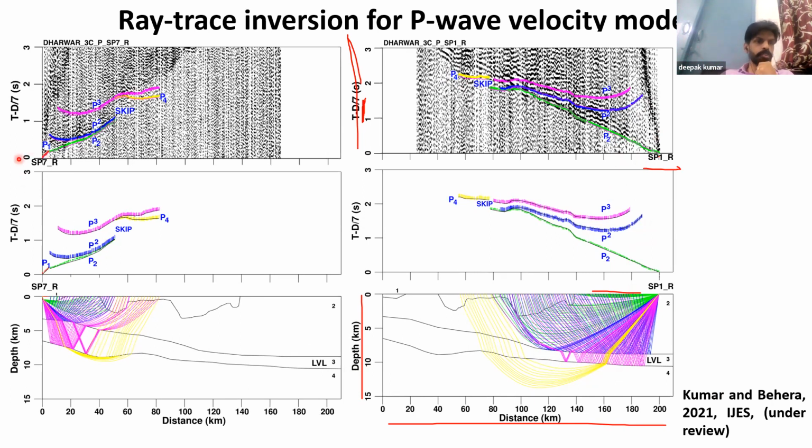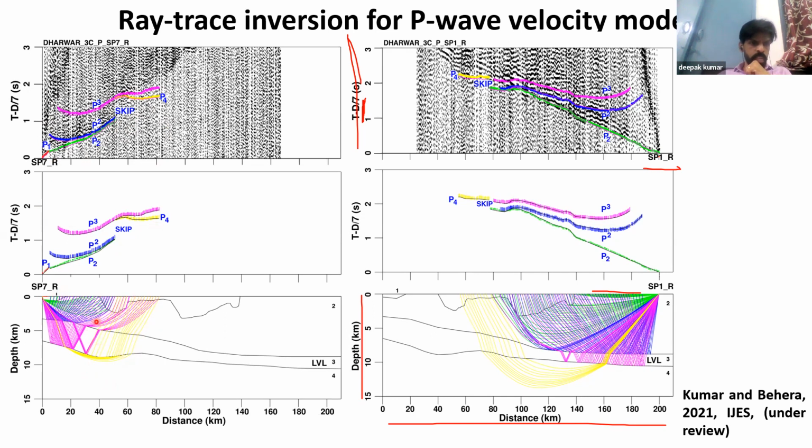This is an example for shot point 7. We see direct arrivals because the first layer is present here. Then there are refractions associated with the second layer, then the reflection associated with the top of the LVL, and the reflection associated with the bottom of the LVL. Then there is a skip here, which you can see very clearly, and then there is a refraction, another refracted ray associated with the fourth layer.